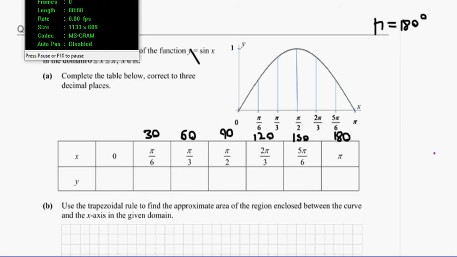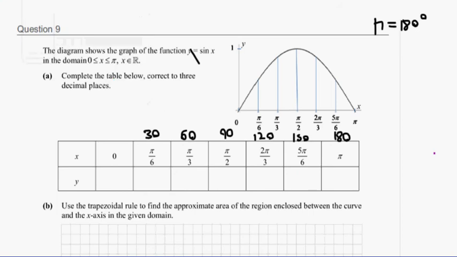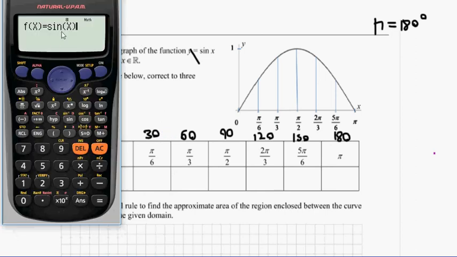What we have here, guys, is we have this function and we've changed the radians into degrees. Now we're going on to the calculator. We're going to enter y equals sine x. Then we're going to start at 0 degrees. We have to go as high as 180. If we go up in steps of 30, I think we'll get everything, will we?